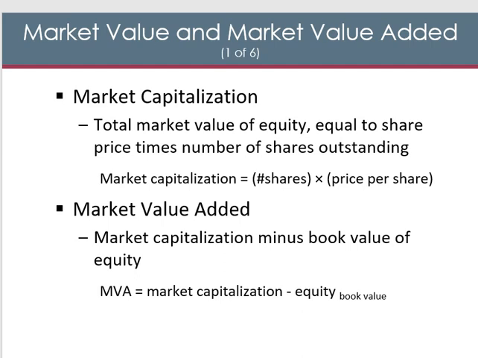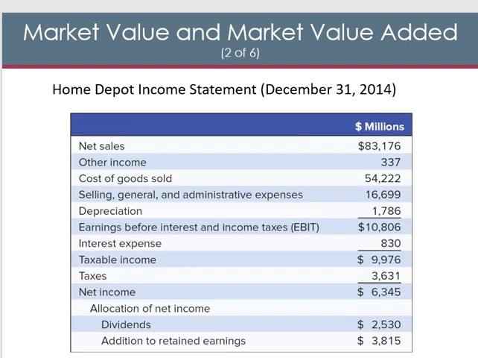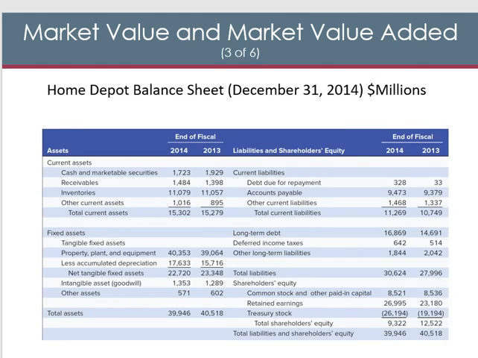Now let's look at some of the examples from your textbook. In your textbook, you'll find an income statement as illustrated here for Home Depot ending December 31st, 2014. And also in your textbook, there's the Home Depot balance sheet, again December 31st, 2014, showing 2014 and 2013.